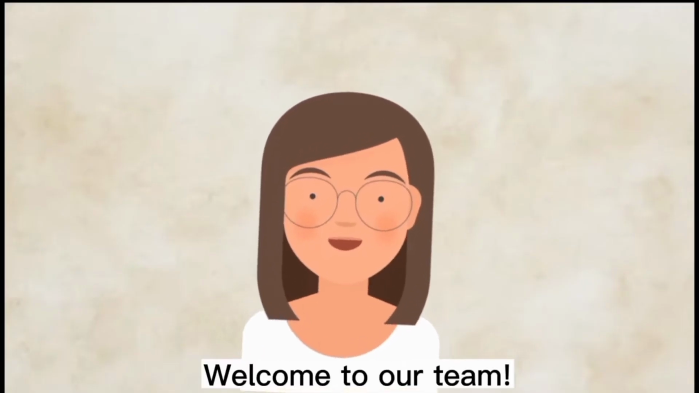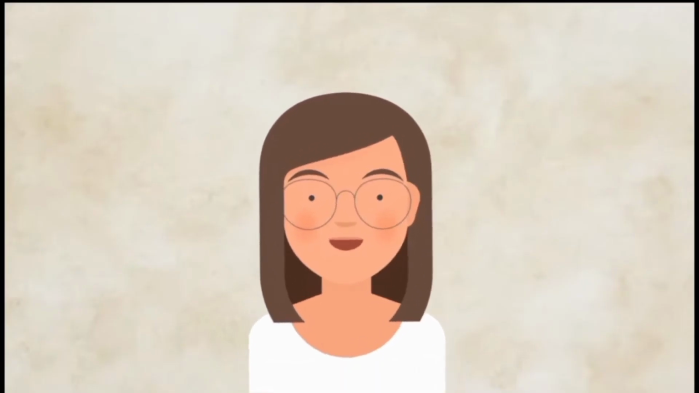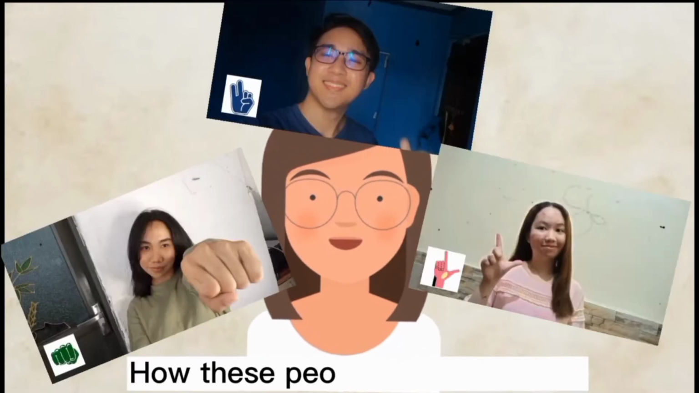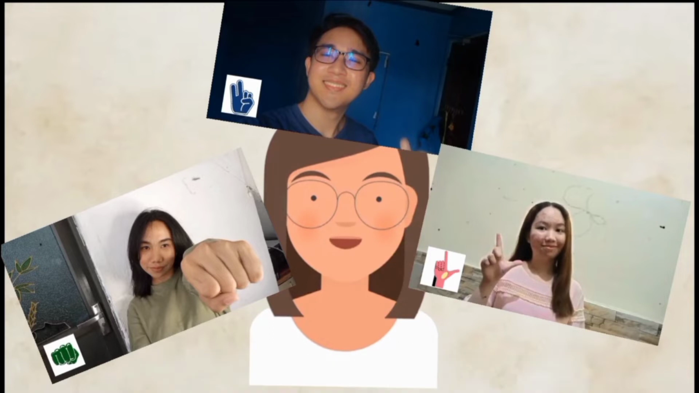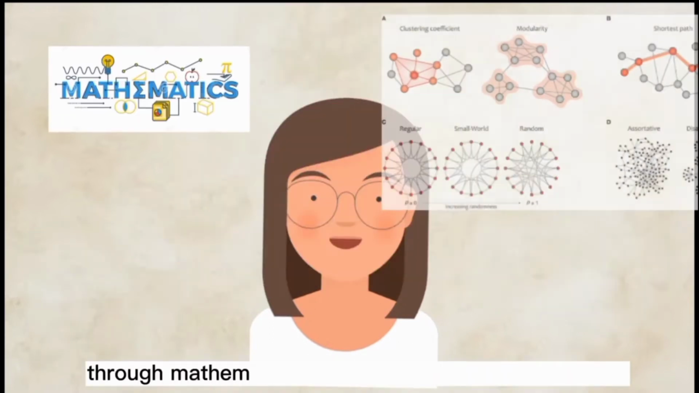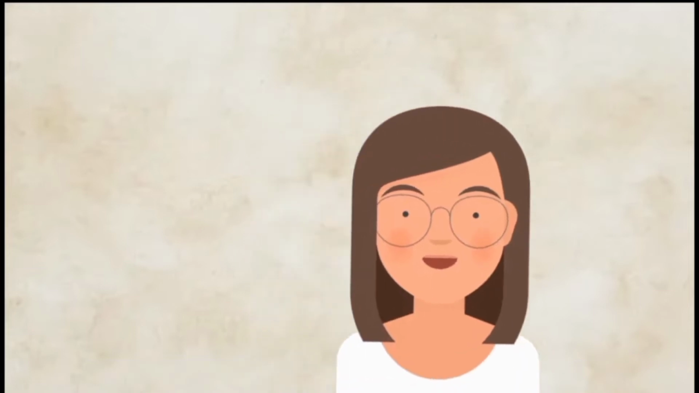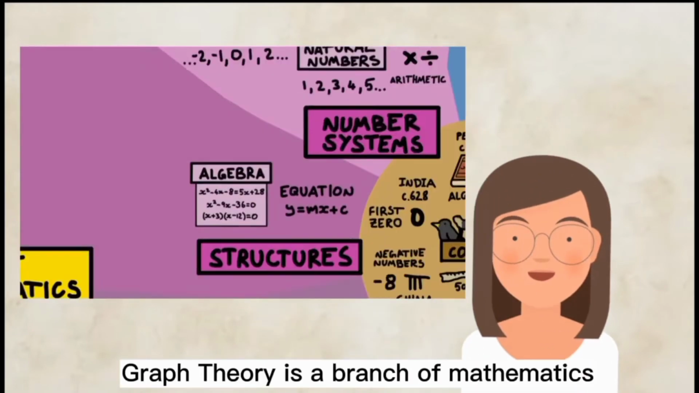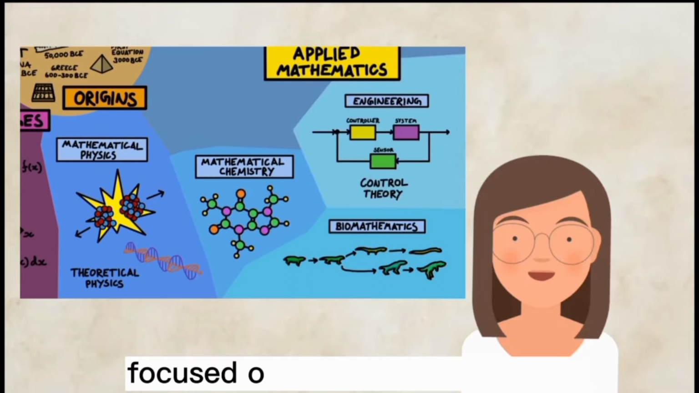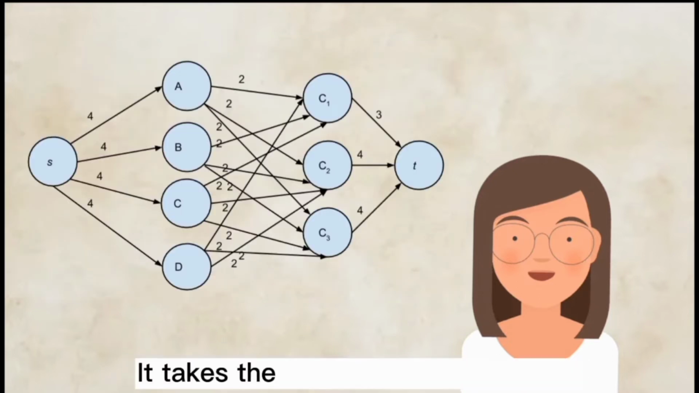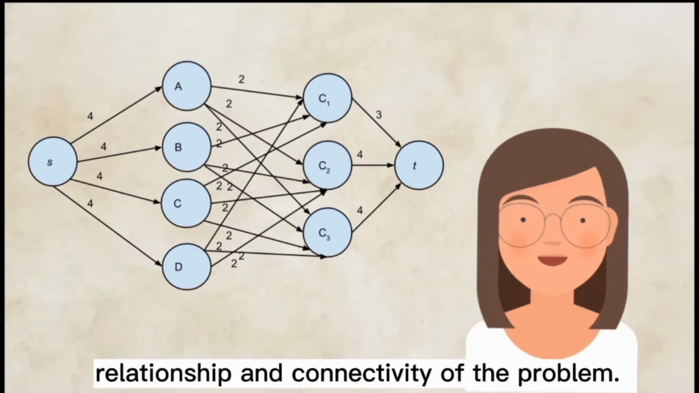Welcome to our team. Wait a minute. I see your faces asking, how do these people do their jobs? Simple. Through mathematics, or specifically, graph theory. Graph theory is a branch of mathematics focused on the network of points connected by lines. It takes the lead in representing the relationship and connectivity of the problem.